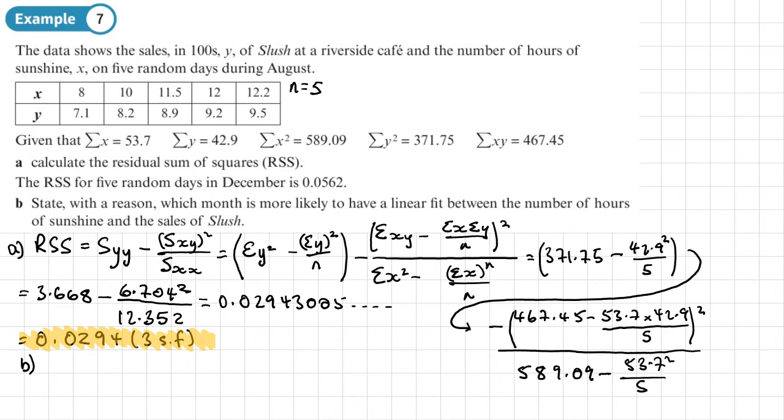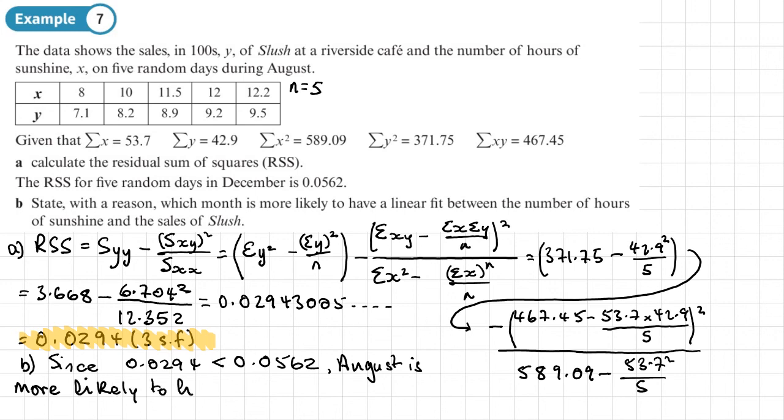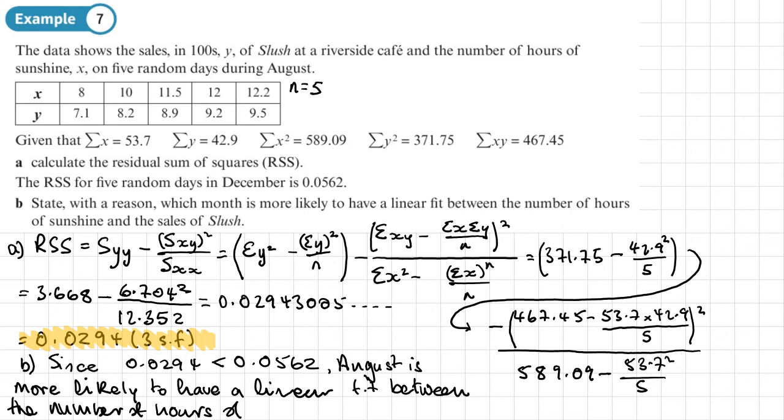So I'll just put down here that since 0.0294 is less than 0.0562, August is more likely to have a linear fit between the number of hours of sunshine and the sales of slush.